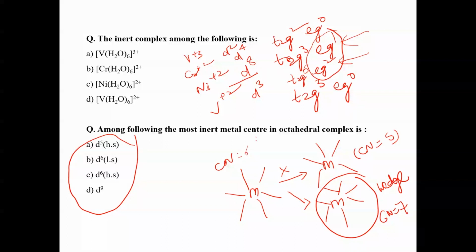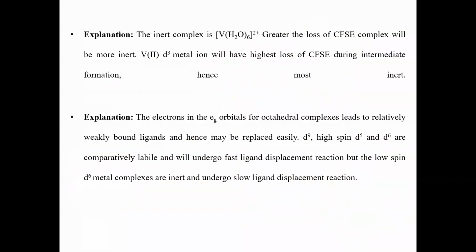Okay, so if the geometry is changing, the crystal field stabilization energy will also be changing. So that's why the loss in crystal field stabilization energy can be easily calculated. Okay, and what about the second one?